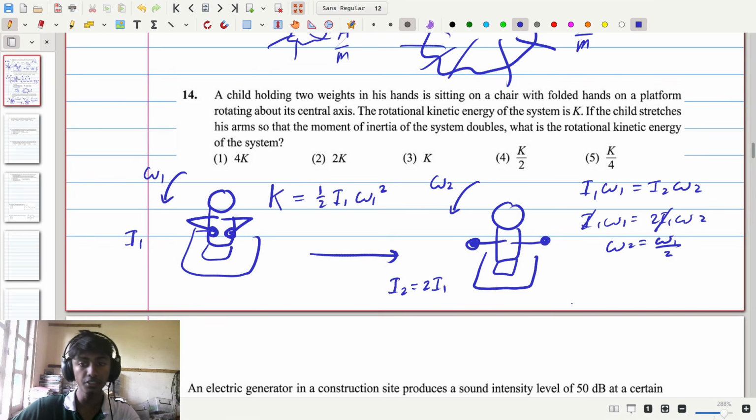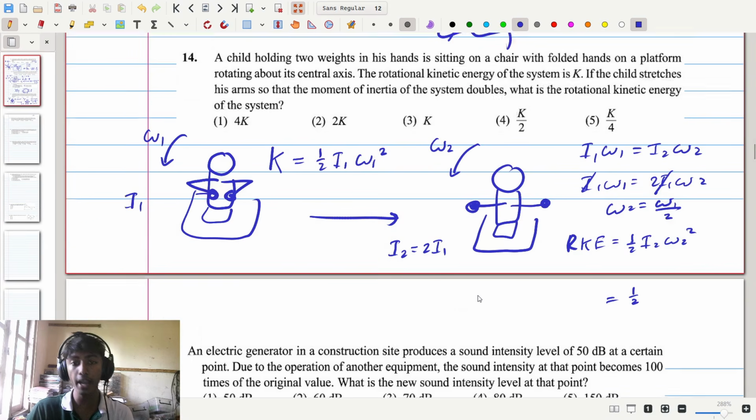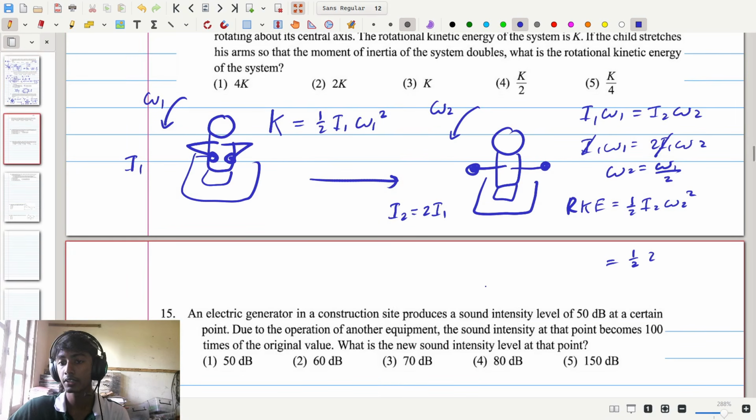Now considering this, if we consider the final rotational kinetic energy RKE, we're going to get half I2 omega2 squared, which is going to be equal to 1/2 times I2, which is 2I1, times omega2, which is going to be equal to omega1 divided by 2 squared. And simplifying, we get 1/2 times 2 times, and from this 1/2 squared we get 1/4 times I1 times omega1 squared.